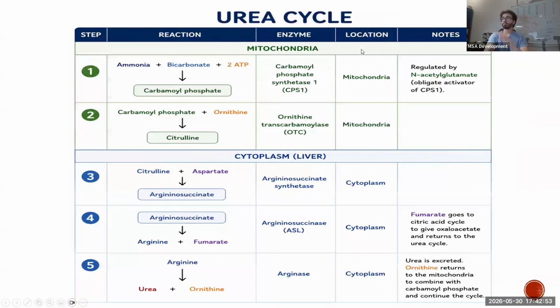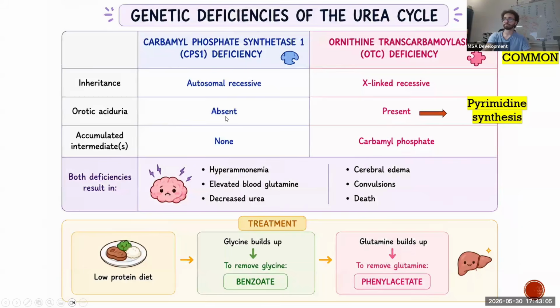Two important enzymes, the first two, are carbamoyl phosphate synthetase, right? What will happen if it's inhibited? Or ornithine transcarbamylase, what will happen if it's inhibited? Okay? If carbamoyl phosphate synthetase 1 is deficient, this means we will have a lot of ammonia, hyperammonemia, elevated blood glutamine. Why? Because we're unable to do the urea cycle. So the ammonia, we can't convert it to urea. It's gonna accumulate. Nice? But something to keep in mind.